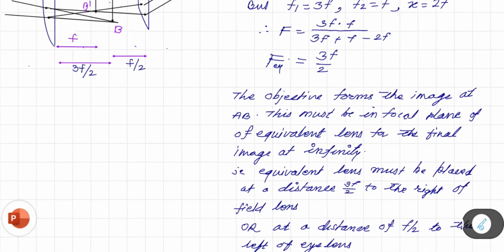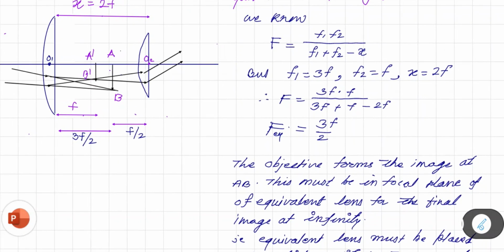So the equivalent lens must be placed at a distance 3f by 4. Remember that 3f by 4 is nothing but the equivalent focal length, to the right of the field lens. So that is why here we have to place the object at a distance 3f by 2 to the right of the field lens. Then only will we get parallel rays and the image will be formed at infinity.